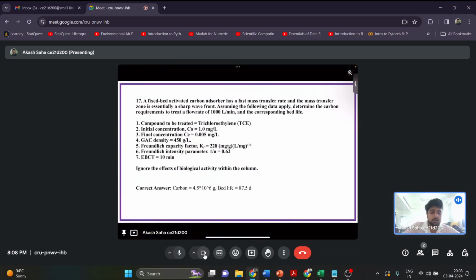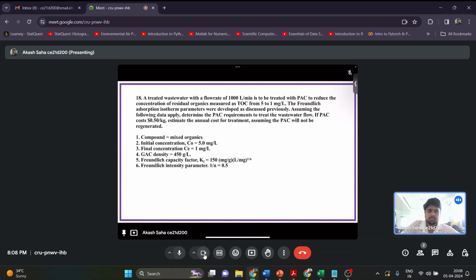So the total carbon required was 4.5 into 10 to the power 6 gram and the bed life was 87.5 days. Okay, again a similar problem, but here we are going to calculate the cost. So wastewater with a flow rate of 1000 liter per minute is to be treated with PAC to reduce the concentration of residual organics measured as TOC from 5 to 1 milligram per liter.